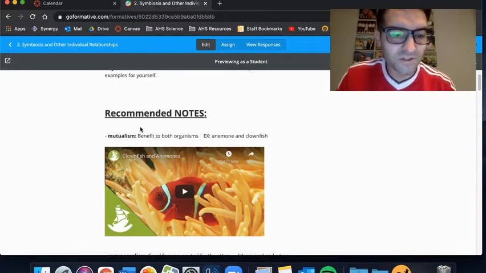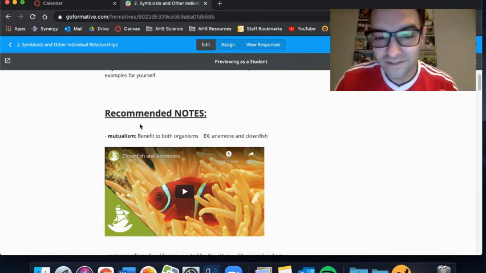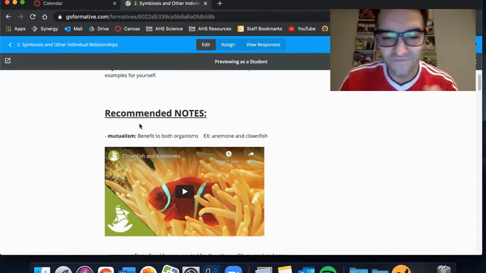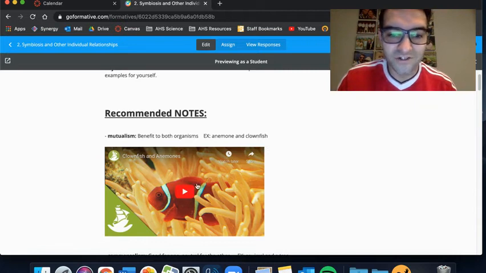Here we are with what's called mutualism. This is a relationship that is a benefit to both organisms. And with all of these, there are going to be hundreds, if not thousands, of examples, so I try to think of ones that are possibly more unique. So we have the sea anemone and clownfish, and I would encourage you to watch that video to learn more about that mutualism relationship.